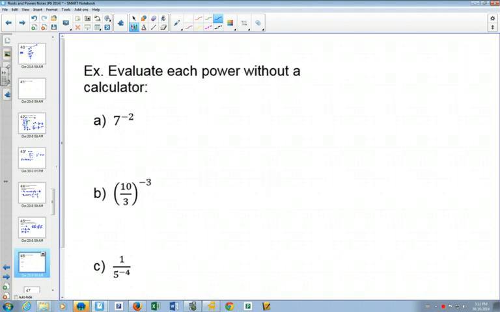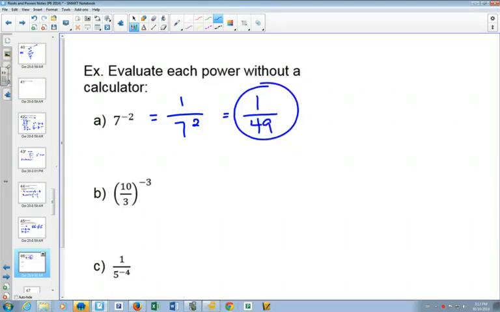Okay. First of all, we'll get the answer for A up there. How did A go? 1 over 7 squared is step number 1. And evaluate means get a single answer. So this becomes 1 over 49. That is a rational number. That would be your final thing. There's no operations to do at that point.